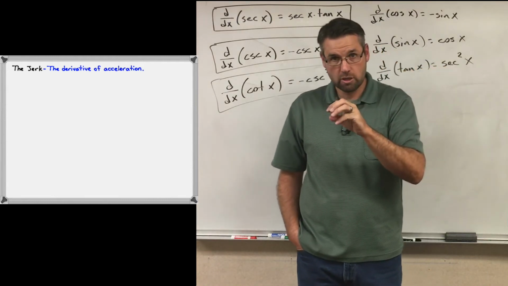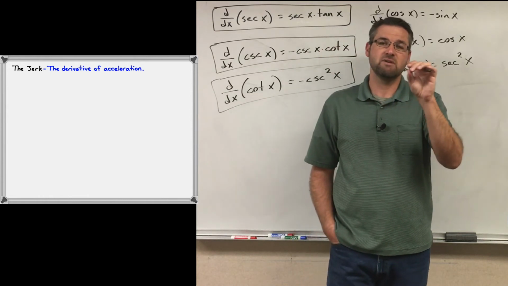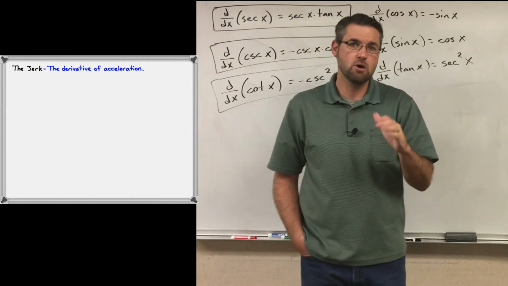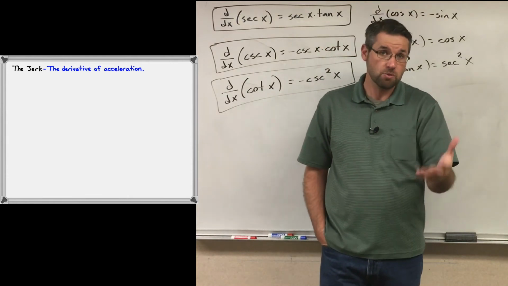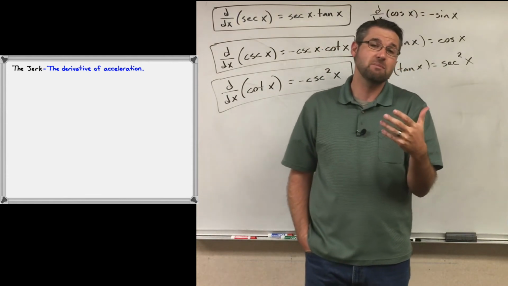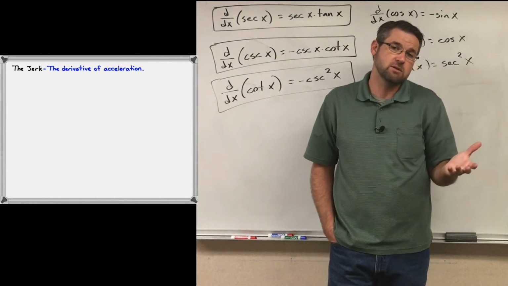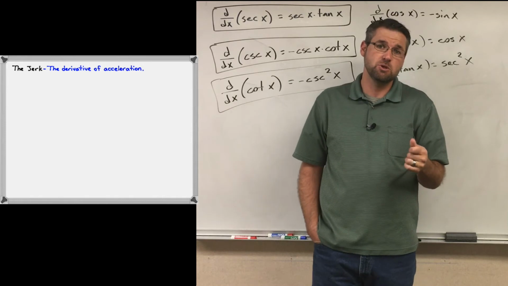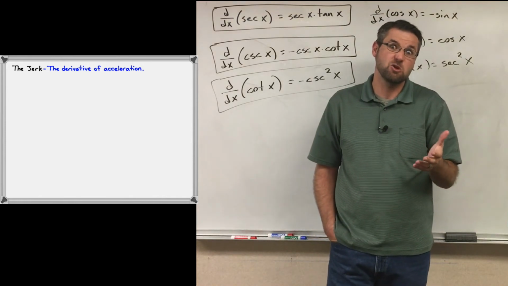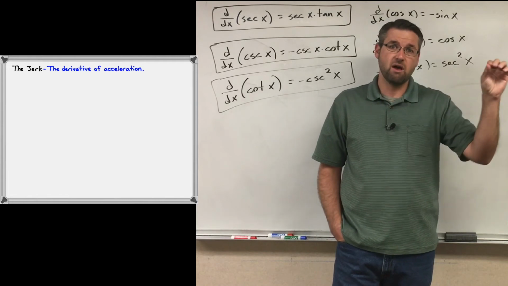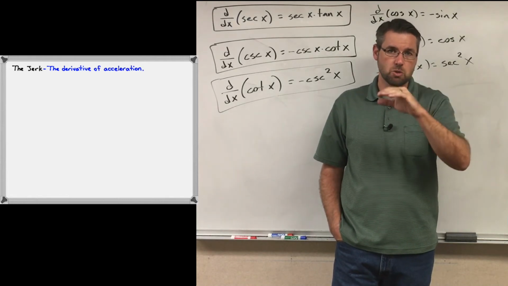The jerk is the derivative of acceleration. Okay, it's the third derivative. So if you go around calling people a third derivative, you're really calling them a jerk, but they wouldn't know it if you did. I'm not suggesting you do, but it's funny. It's calculus humor. Anyways, the jerk is the third derivative of position. It's the derivative of acceleration.